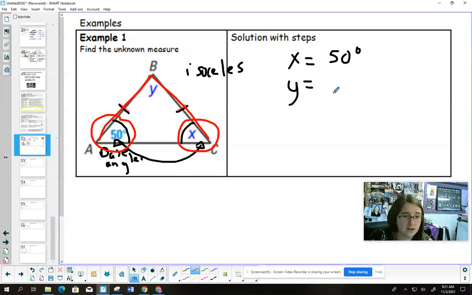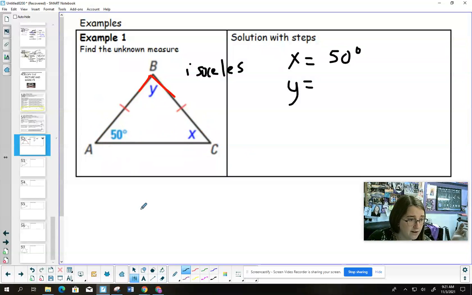The next thing we do from there is figure out how to find y. I'm going to erase all this stuff here because I wrote a lot. If I know that this is 50 and this is 50, we can use the fact that all three angles of a triangle add up to 180. I've got 50, I've got 50, I've got y. Figure out what y needs to be so that all three add up to 180. Go ahead and try it.